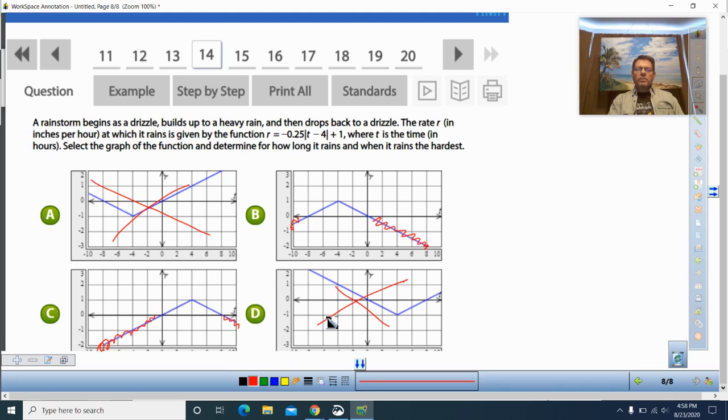And so it's talking about when it started raining. Now, what does this bottom stand for? That says T, time. Is there any such thing as negative time?